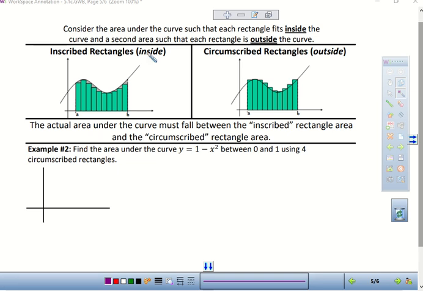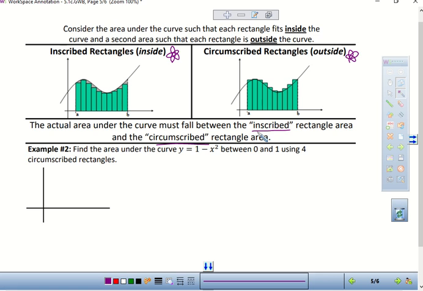So inscribed means that all of the rectangles for the approximation have to fall within the shape. And circumscribed means that each one of these is going to fall outside of the shape in some way, okay? The main thing you should know about this is to know inscribed is inside, circumscribed is outside. Okay, that's like a vocabulary term that would be on a quiz or test. The actual area under the curve must fall between the inscribed and circumscribed area. So what that means is if I have an under approximation and an over approximation, we know the actual value must be between the under and the over at all times. Okay? Everybody understand that concept?